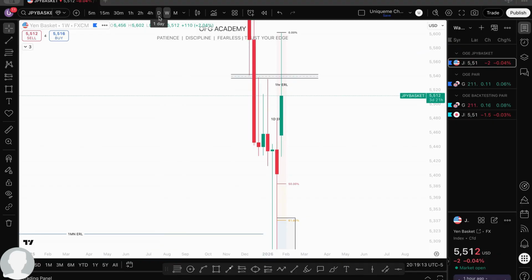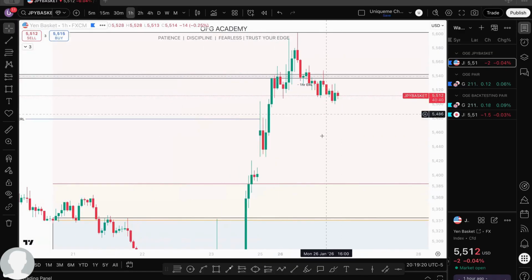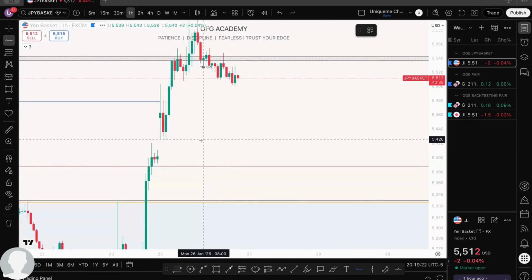So let's see what's actually happened since this low has been created. So we're expecting price to come down a little bit to this level. So this is liquidity.